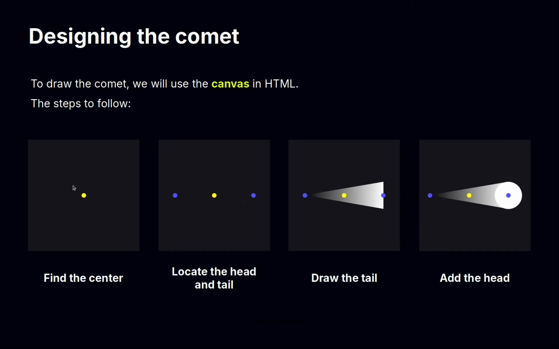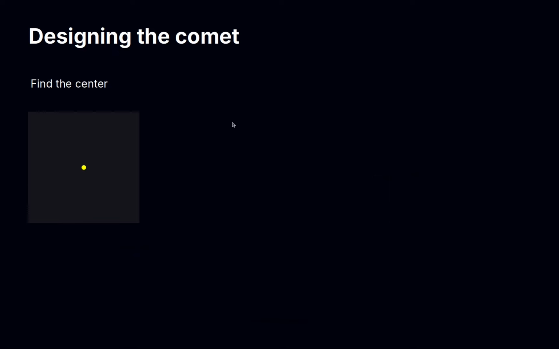You might say, why are you doing this? Just to make things simple in the beginning, but after that we will add rotation, we will put the comet anywhere in the canvas, so don't worry about this. We will keep things simple in the beginning, but we will add more complexity after each step. Let's start with the first step, which consists of finding the center of the canvas.